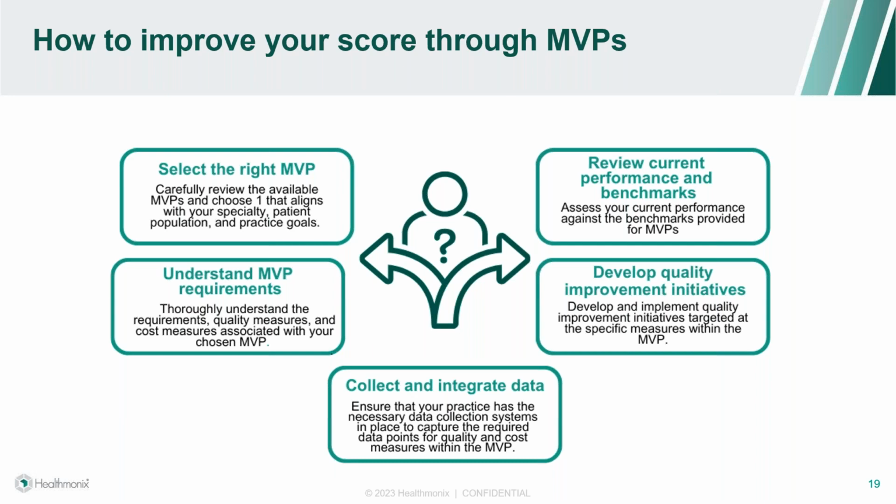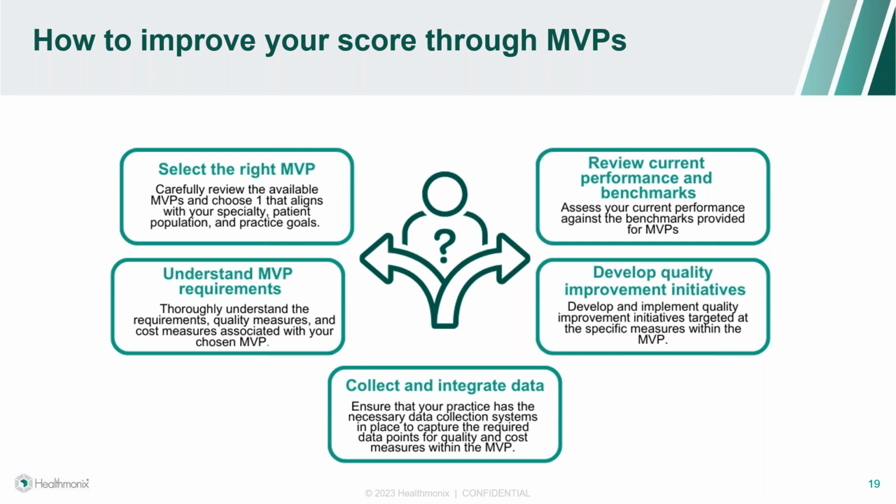Once again, go into the QPP site, pull your 2022 information that was released over the summer, look at it, understand what measures you are being attributed, and understand where you stand compared to your peers. It's all sitting there for you. Work with a consultant, work with Healthmonix to understand what that looks like, what type of MVP, and if it's ideal for you and so forth.